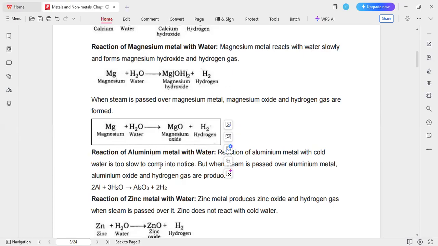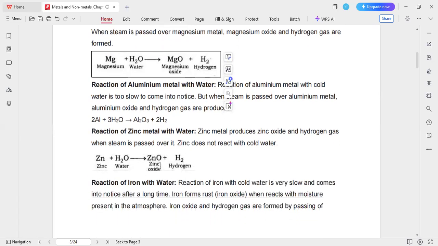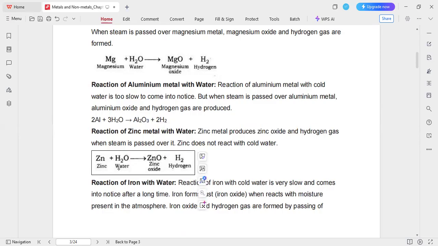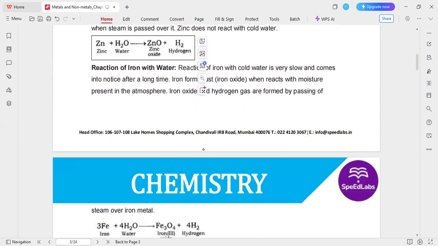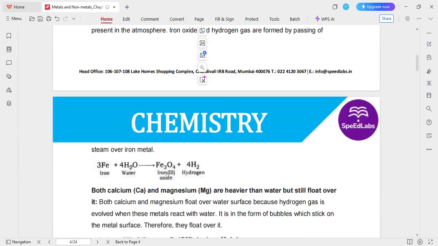Next, reaction of aluminum with water. In which state of water does aluminum react? Steam form only. Aluminum reacts with the steam, it gives aluminum oxide plus hydrogen. Is it clear? Similarly, zinc also reacts with the steam only. Zinc reacts with steam and gives zinc oxide plus hydrogen. Iron also reacts with the steam only, gives iron oxide, Fe2O3 plus hydrogen. Is it clear? Next. Here only it is given. Reaction of iron with steam gives Fe3O4 plus hydrogen. Is it clear?